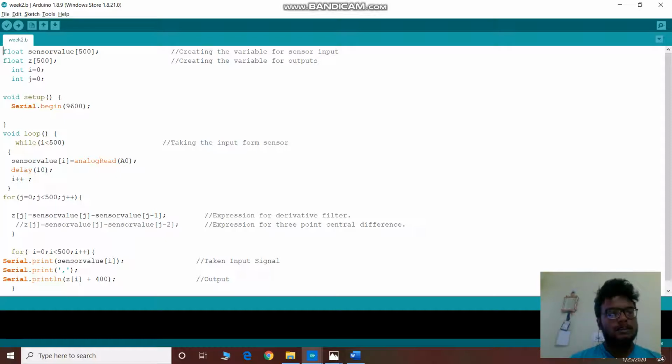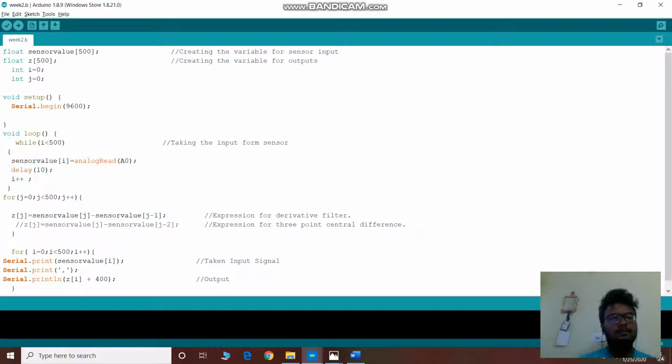So, this is the basic code: for j from 0 to 500, z of j equals sensor value of j minus sensor value of j minus 1. The difference between each value and its previous value gives us the derivative output of that particular instant.